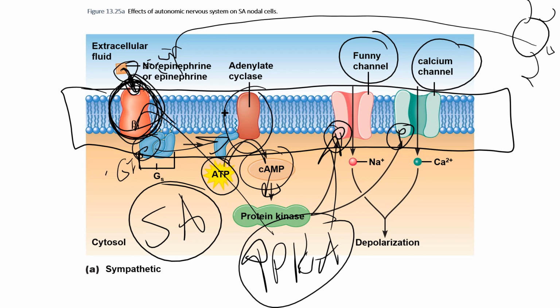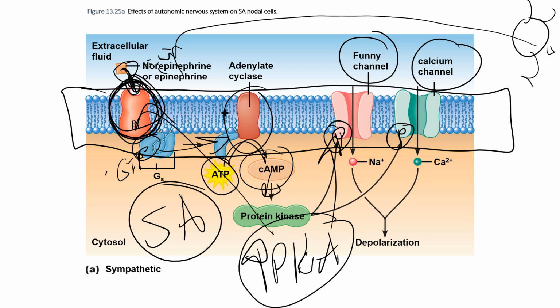That's the point. What PKA will do is it'll phosphorylate some funny channels. It'll basically sensitize them. And what that does is it causes more funny channels to be open at -60 than would typically be open at -60. That's what the sympathetic nervous system is going to do to these sinoatrial node fibers. It's going to accomplish that by releasing norepinephrine onto these sinoatrial node fibers. Norepinephrine will bind to receptors on the sinoatrial node fibers called adrenergic receptors that bind norepinephrine.